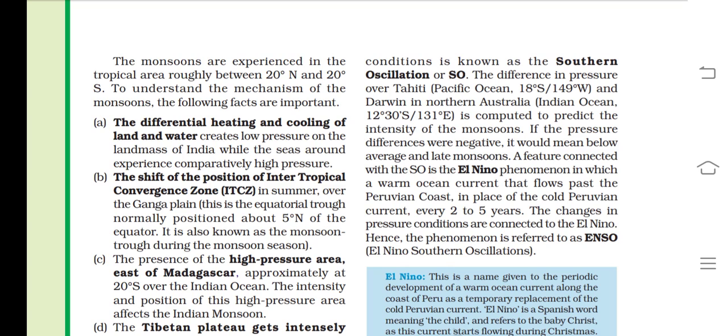Every 2 to 5 years, this ocean current moves. The changes in pressure conditions are connected to El Nino. Hence the phenomenon is referred to as ENSO, that is, El Nino Southern Oscillation: the warm ocean current that flows past the Peruvian coast in place of the cold Peruvian current every 2 to 5 years.